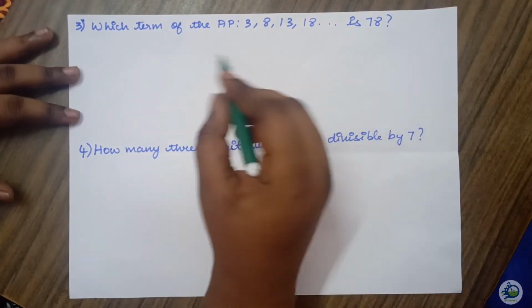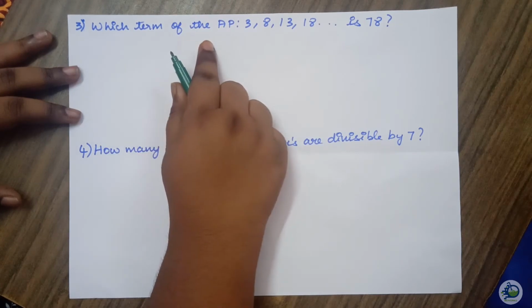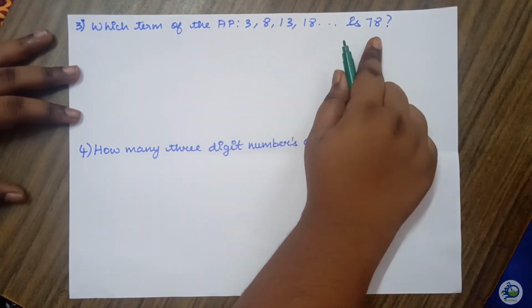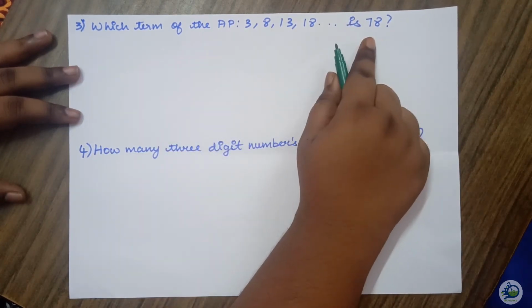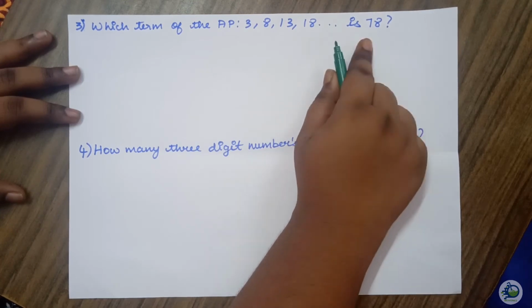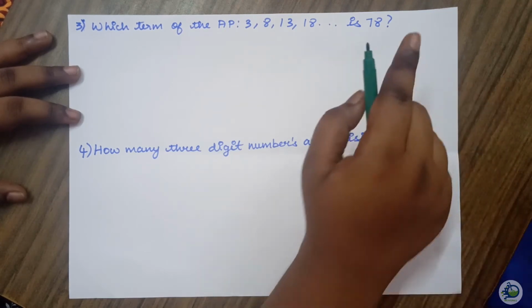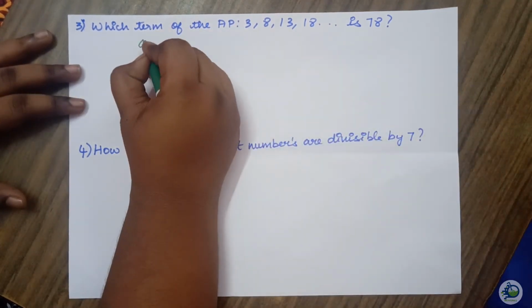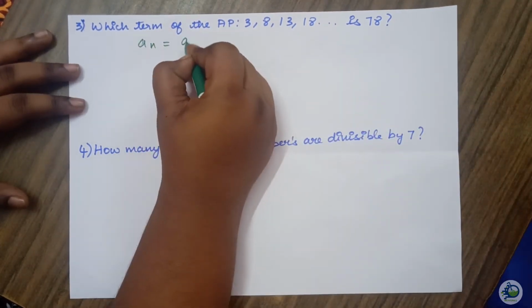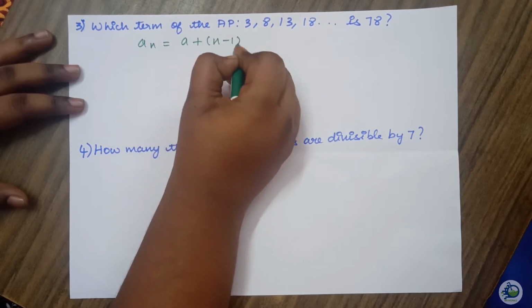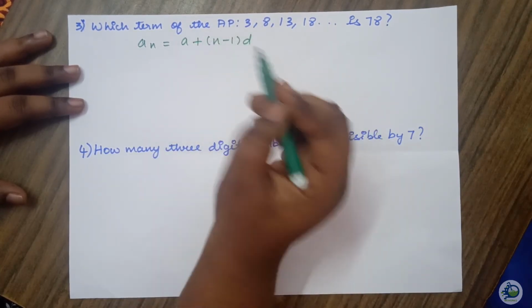Let's move on to another problem. Which term of the AP the series is given is 78? So the value is given. Now we are going to find the position of this value. That is nothing but the n value. For that, the formula we are going to use is an is equal to a plus n minus 1 into d.